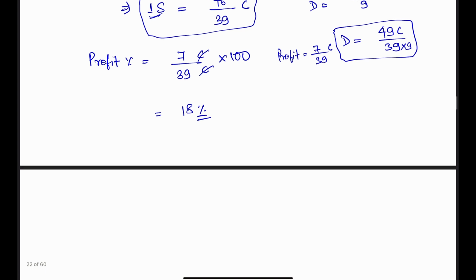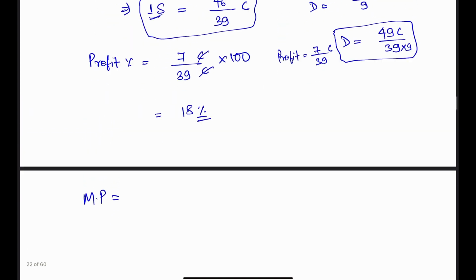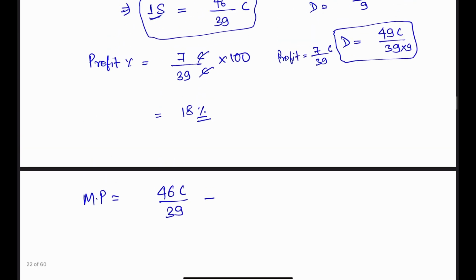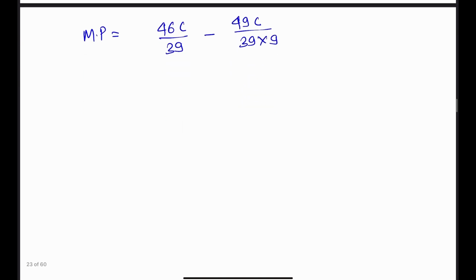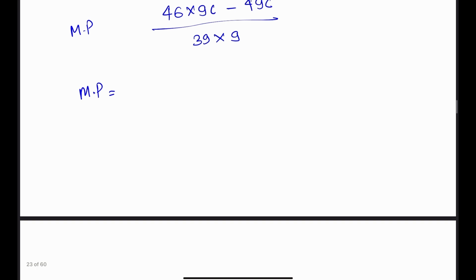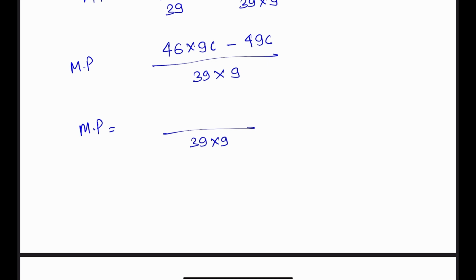So my markup price will be going to be 46C upon 39 minus 49C upon 39 into 9. So it will eventually be 39 into 9. 46 into 9C minus 49. Oh wait, 46 now. Mistake is done on these things only. So eventually my markup price will become 39 into 9, here 46 into 9 minus 49.